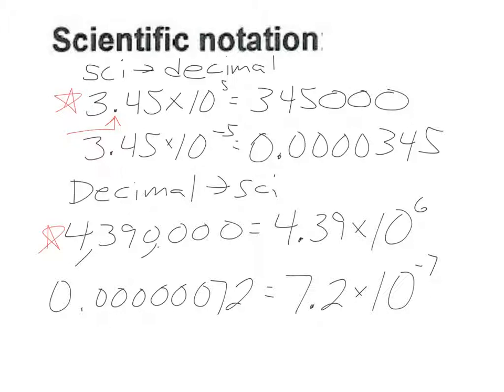on the 10. So if I'm converting from scientific to decimal, 3.45 times 10 to the fifth, since that represents a large number, to make my number larger, the decimal would go to the right. So I move the decimal right 5 places and fill in with zeros.